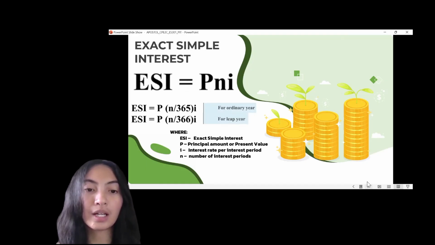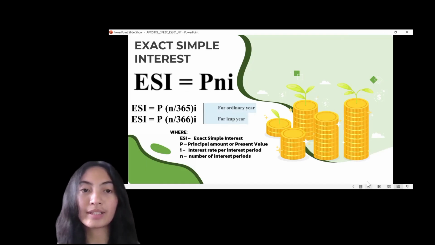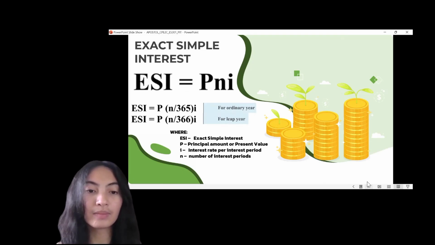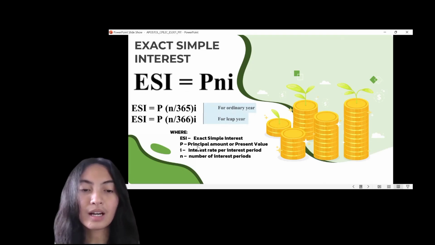Here is the formula we will use in order to determine our exact simple interest. ESI is our exact simple interest, P is our principal amount or present value, I is our interest rate per interest period, and N is the number of our interest periods. For this first formula, we will use it if the given problem states that it is an ordinary year. Otherwise, we will use the other formula if it is a leap year.